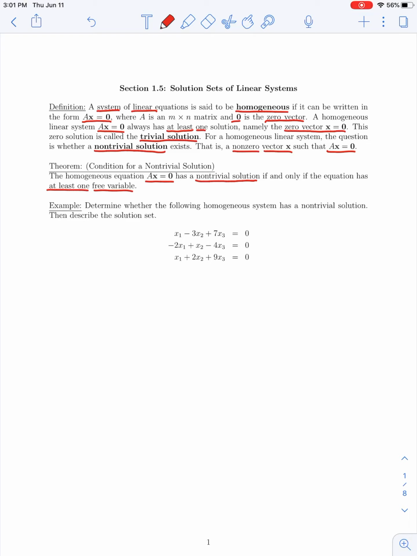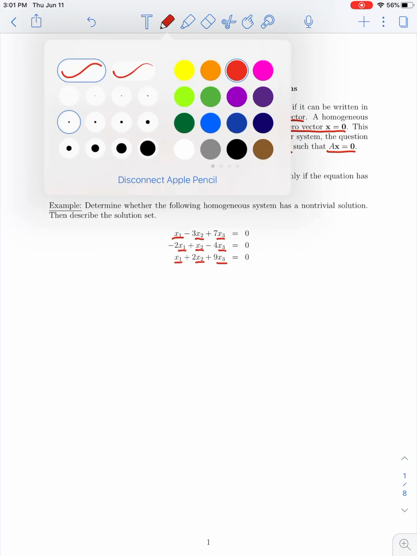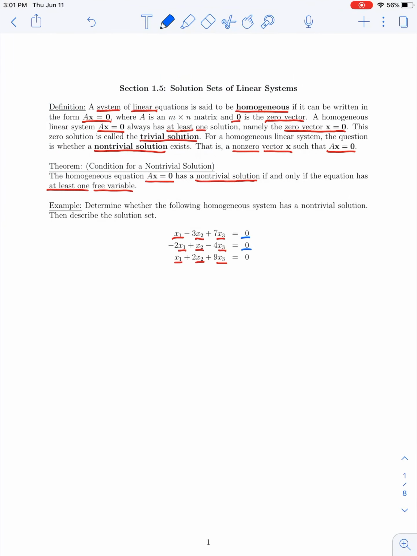In our first example, we're asked whether the following homogeneous system has a non-trivial solution, and then to describe our solution set. Here we have a system of three linear equations in the three variables x1, x2, and x3. We see that each of these equations is set equal to 0, so this is a homogeneous system.